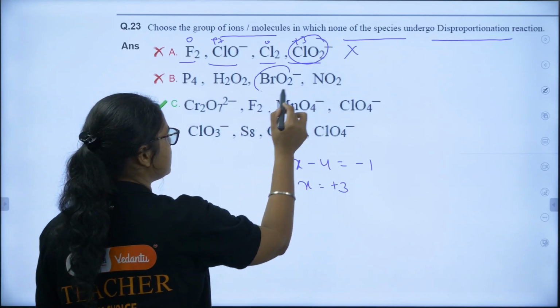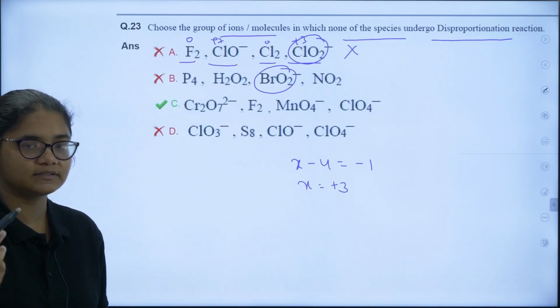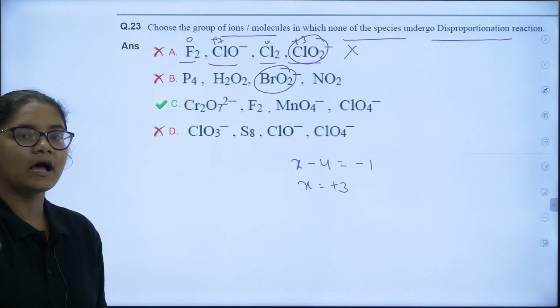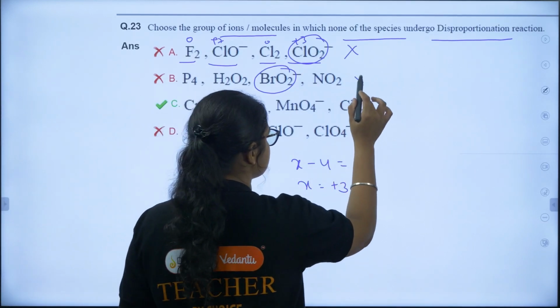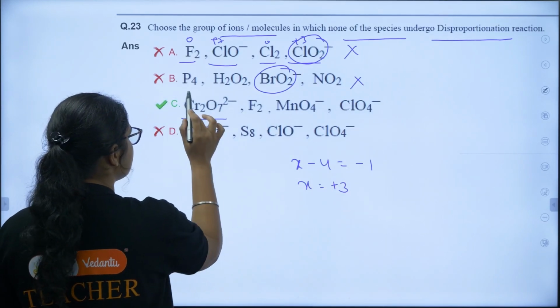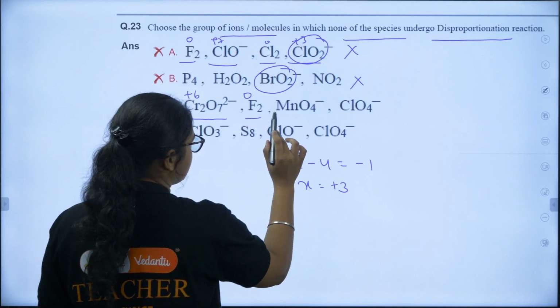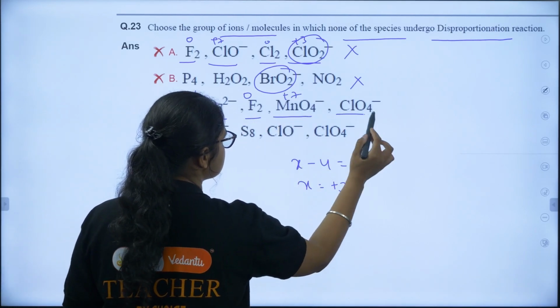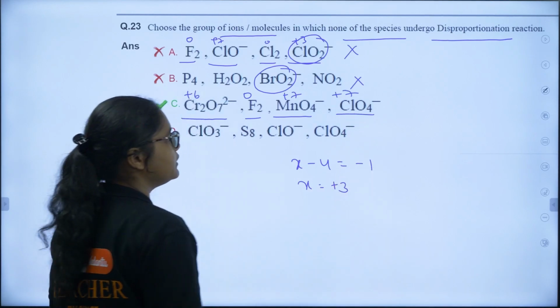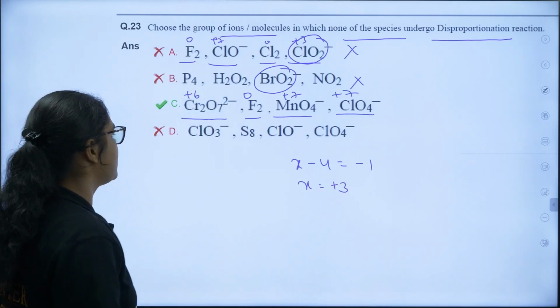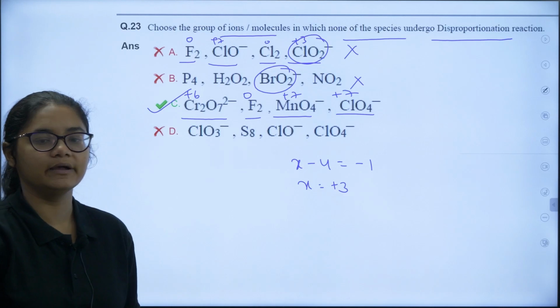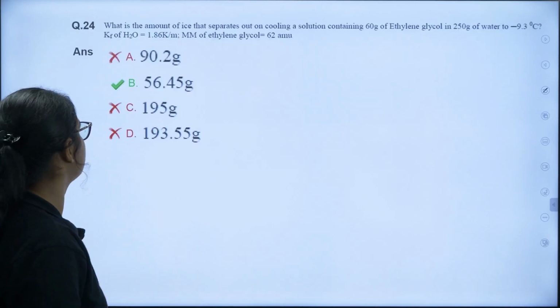Now similarly, Br will be in +3 oxidation state, this one also can go to higher and lower oxidation state. So this one cannot be the answer. Now here it is +6, it will undergo only reduction. F2 can also only go to reduction. Here +7, only reduction. Here again we have +7, only reduction, right? So the correct answer for this question will be option number C. Now let us see the next question.